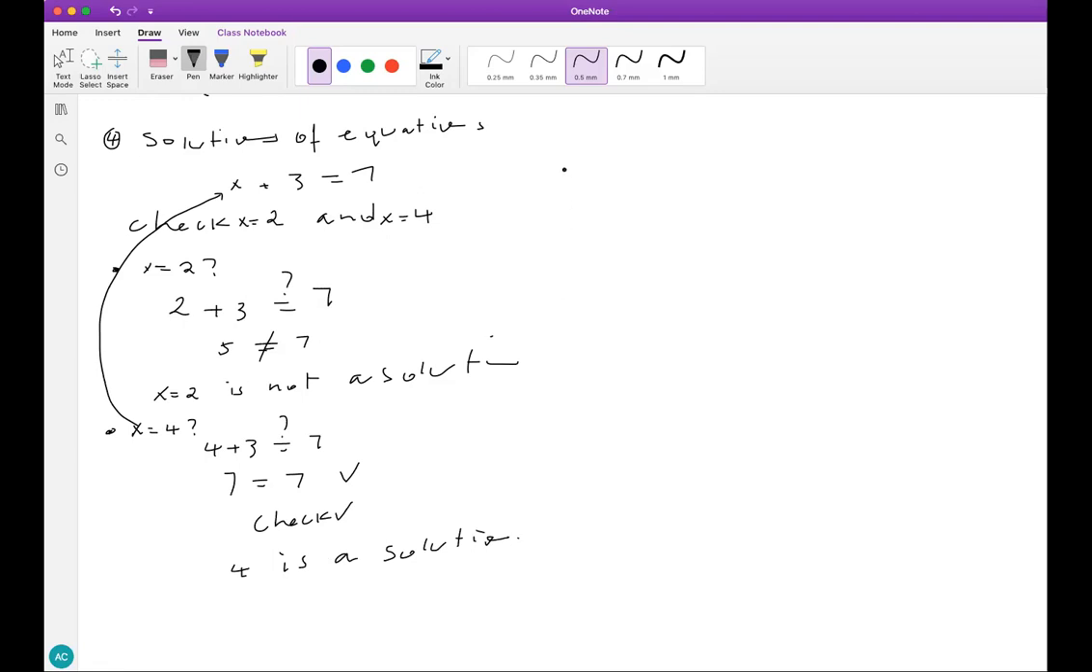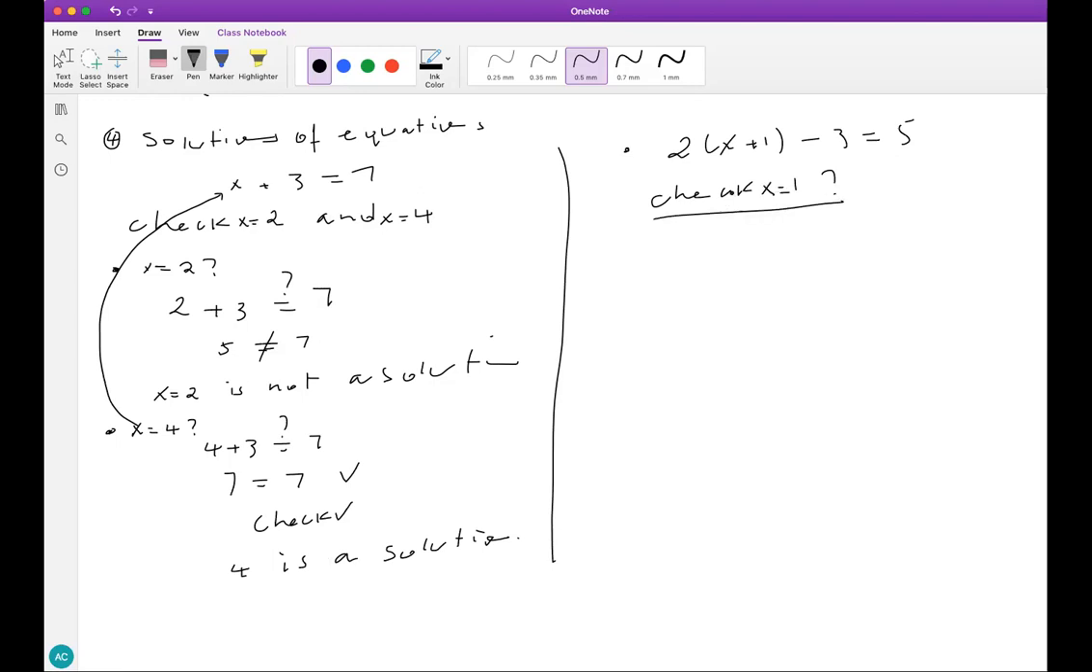Okay, so that's basically how we check solutions for an equation. It could also be something like this: 2 times x plus 1 minus 3 equals, let's say, 5. Let's check, for example, 1. Is 1 a solution? We don't know yet, so we're going to plug it in and see if it works.